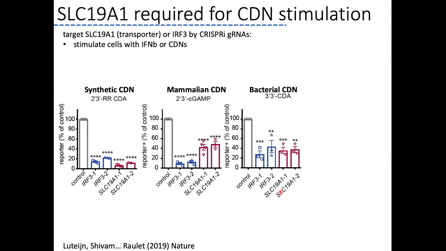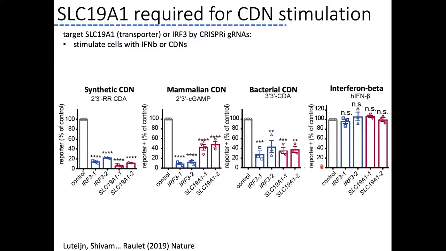And then lastly, we also used a CDN-independent way to induce reporter activation, in this case interferon beta, and there we don't really see any effects. So it seems that SLC19A1 is really specific for cyclic dinucleotides.